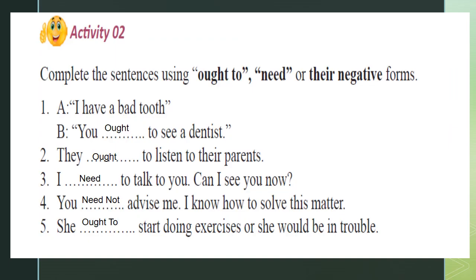Activity 2. Complete the sentences using ought to, need or their negative forms. A. I have a bad tooth. B. You ought to see a dentist. Second one. They ought to listen to their parents. Third one. I need to talk to you. Can I see you now? Fourth one. You need not advise me. I know how to solve this matter. Fifth one. She ought to start doing exercises or she would be in trouble. Do this activity in your exercise book.